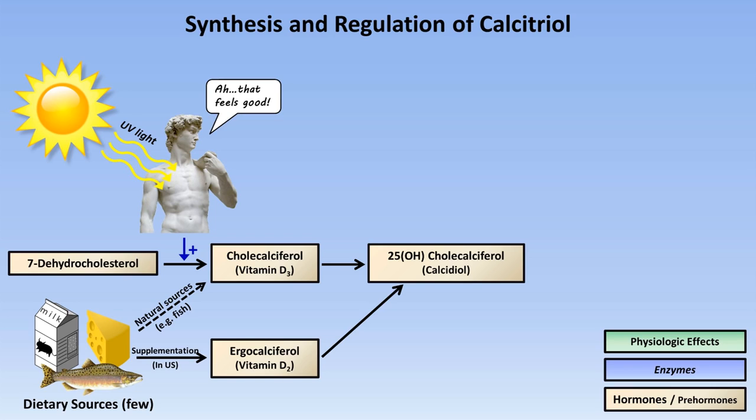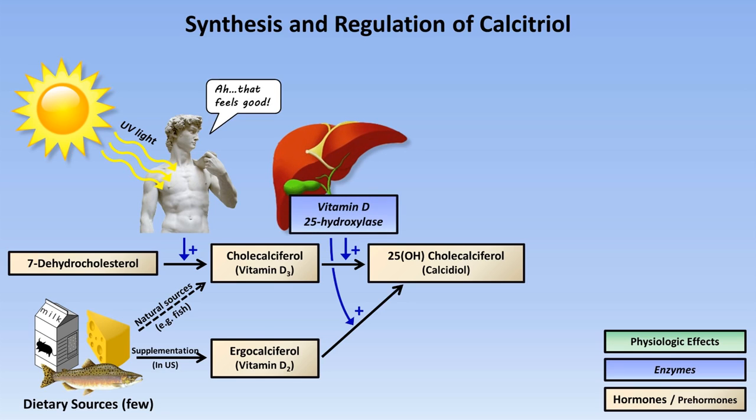I'll mention also that the conversion of vitamins D2 and D3 to calcidiol occurs in the liver with the assistance of an enzyme usually called vitamin D 25-hydroxylase, but occasionally also known as cytochrome P450-2R1. The final step in this pathway is the most important and the one that's actively regulated.